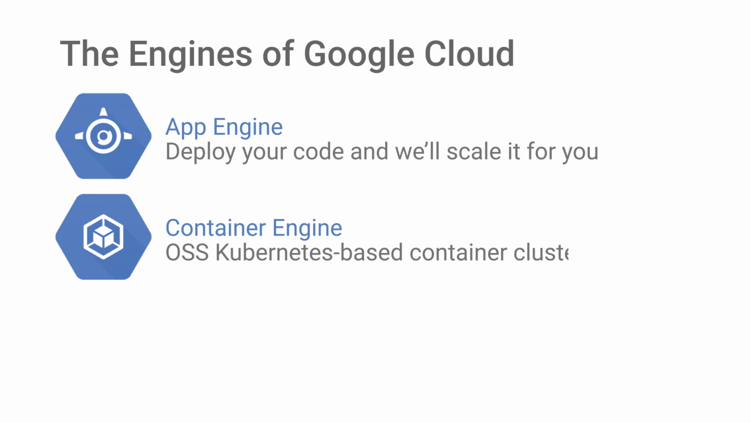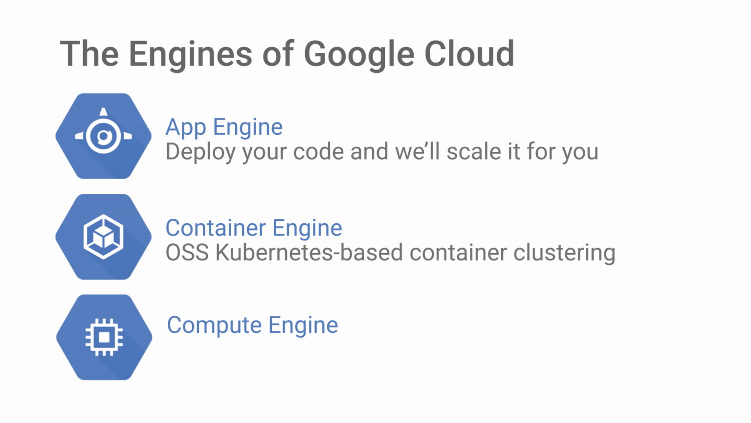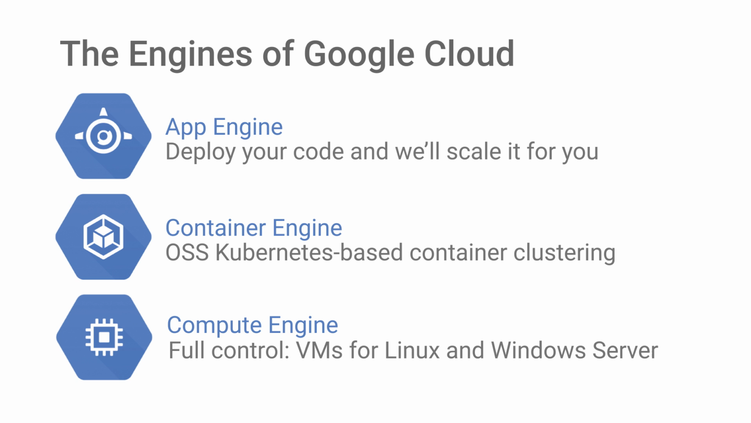Container Engine is a hosted version of Kubernetes, which brings Google's container orchestration technology to the cloud. It's incredibly powerful for applications that are already built on top of Docker. And finally, if you need complete control and flexibility, Compute Engine offers traditional virtual machines that you can manage and control. Now that we know a little bit about Google Cloud and Node.js, let's build a simple web application and deploy it to App Engine.